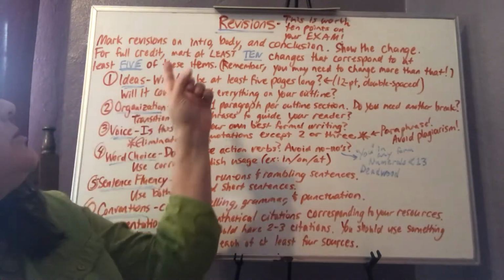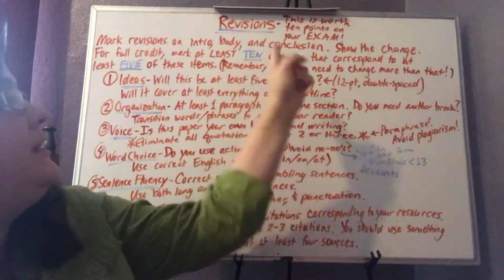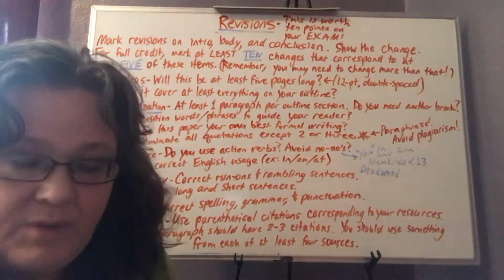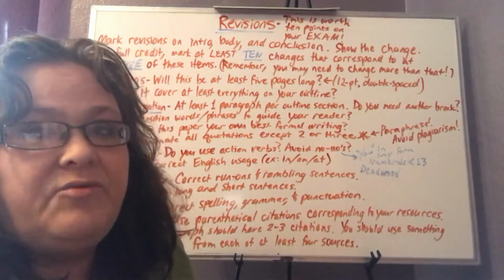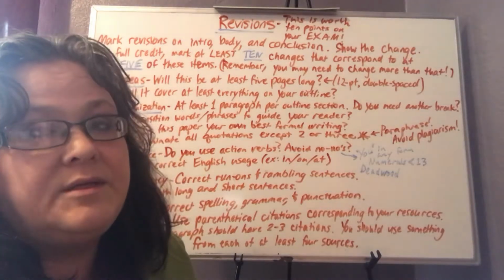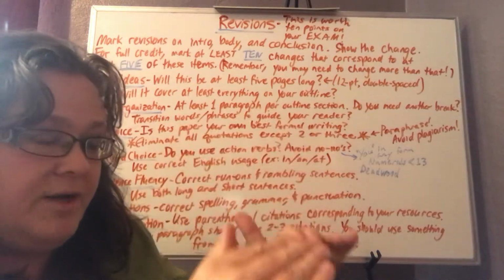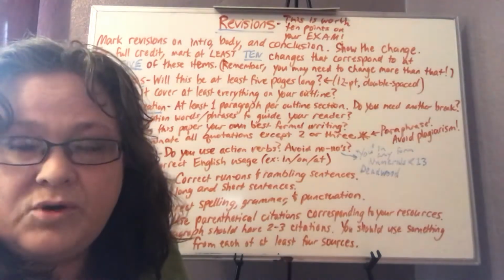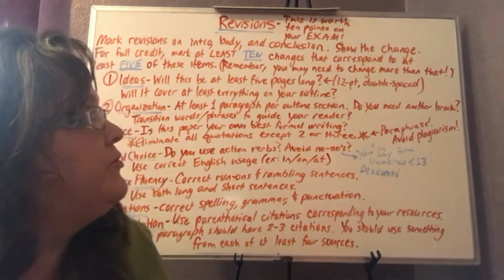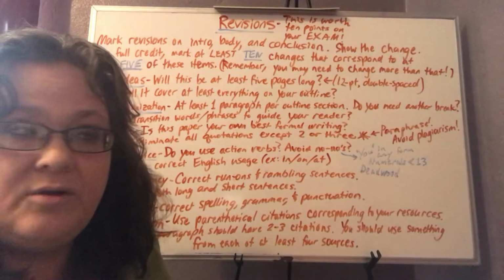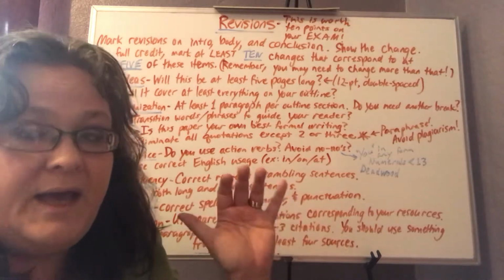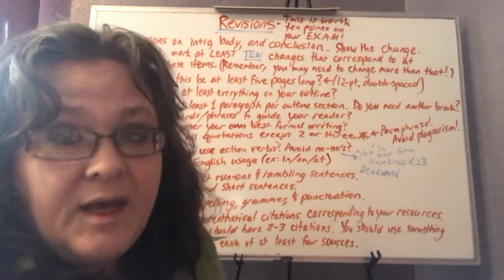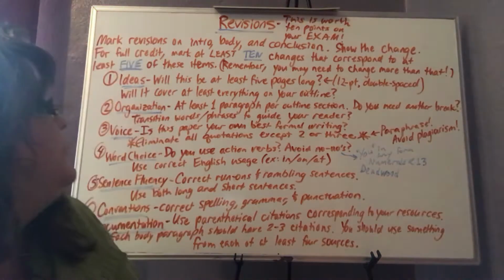Mark revisions on intro, body, and conclusion. All of those things put together make your rough draft. And then for your final draft, you will be typing intro right into body, right into conclusion. You did that in 4 assignments, but now when you do your final draft, you will do it all together plus your bibliography. We'll get to the bibliography after the revisions.